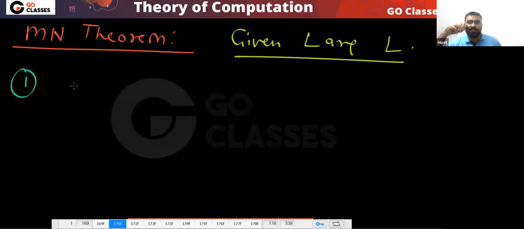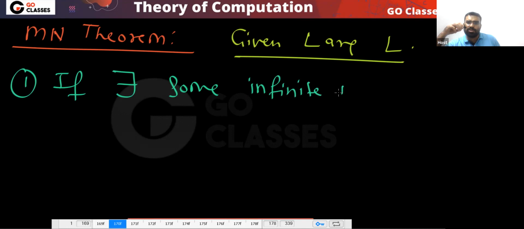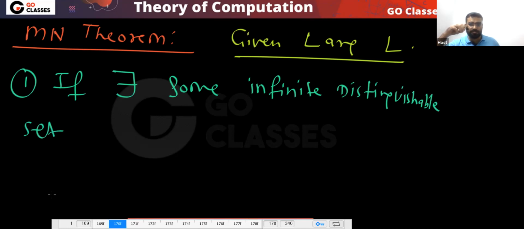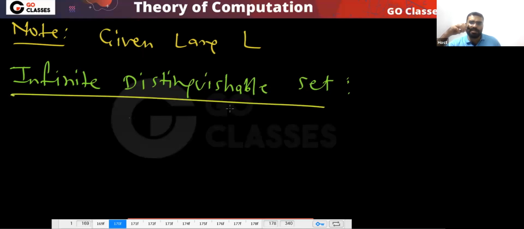Now tell me, if there exists an infinite distinguishable set, what does that mean? What is the definition of an infinite distinguishable set, for any language? So you can notice, if you have a given language L, I can say, first of all, this is an infinite set. Agree? I can say this is an infinite distinguishable set S.